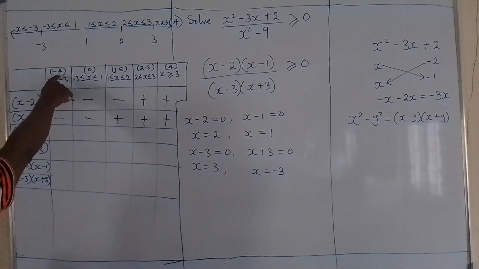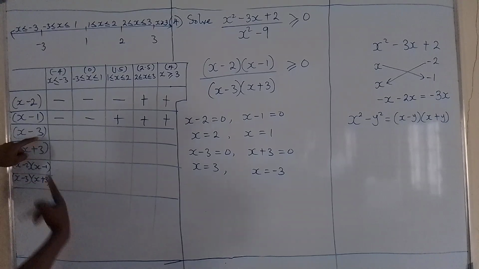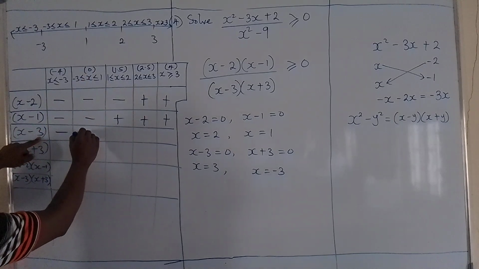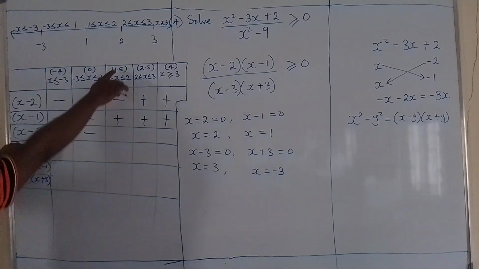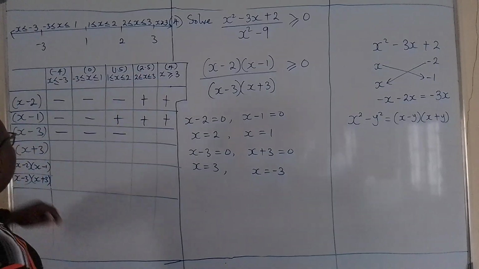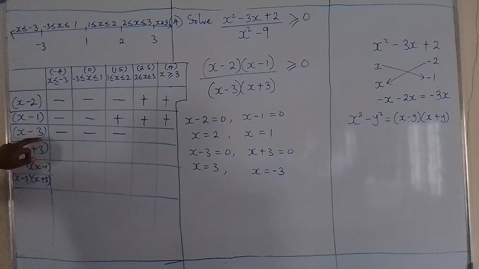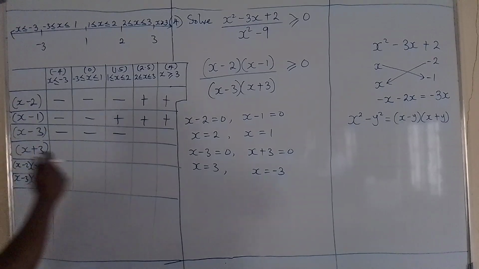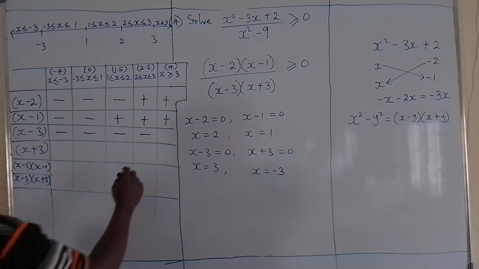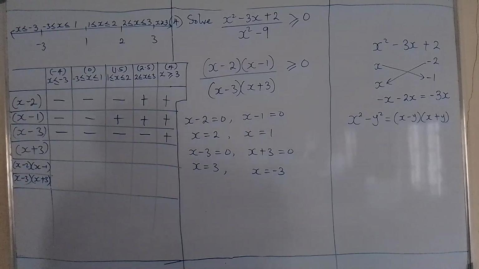Over to the next one, x minus 3. When x is minus 4, minus 4 minus 3 is minus 7, a negative value. If x is 0, this will be 0 minus 3, that's minus 3, a negative value. When x is 1.5, 1.5 minus 3 is negative 1.5, a negative value. And if x is 2.5, 2.5 minus 3 will be a negative value. And if x is 4, 4 minus 3 is a positive value.